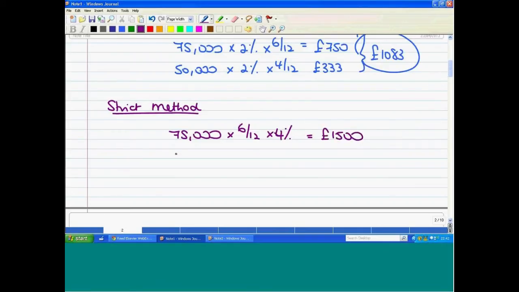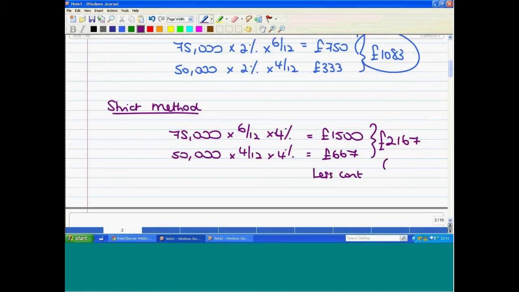So if I do $75,000 at 4% for 6 months, I get £1,500. Now again, he repays $25,000, so there's $50,000 outstanding, only for 4 months, and again, we'll just use that 4% for the time being. So this time round, using the strict method, I get a taxable benefit of $2,167, but again, I need to deduct the employee contributions, the 1083.